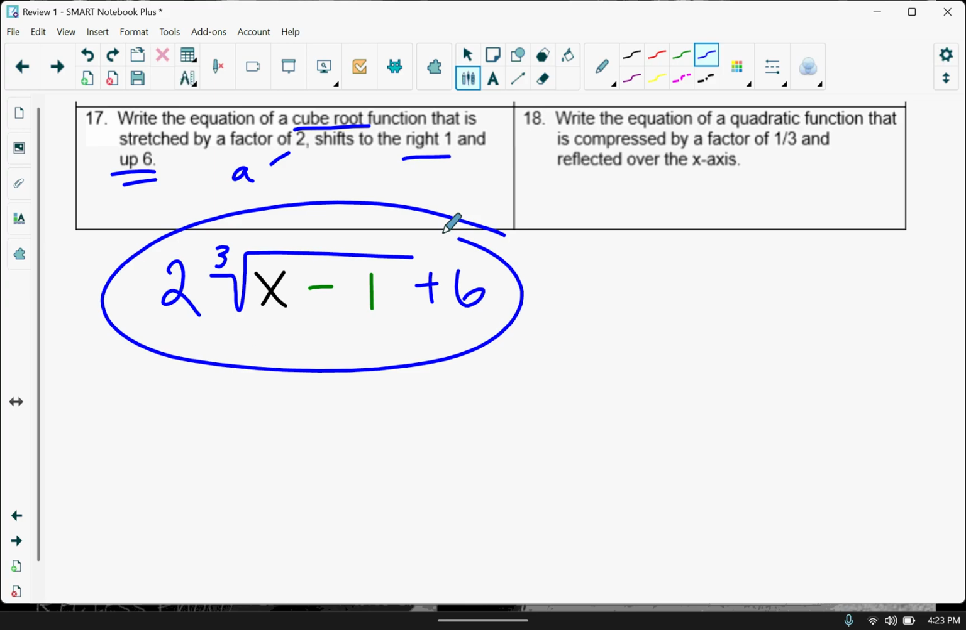Okay, last one. Write the quadratic. So a quadratic is going to have a parentheses with a squared on the outside. So I'll stick the x on the inside right away. It says compressed. Compress, stretch, and reflect, those are all front numbers. So I have to stick a 1/3 out in the front because 1/3 is the A. Then it says to reflect it over the x-axis. A reflection is also the A, and that means that A is equal to -1.